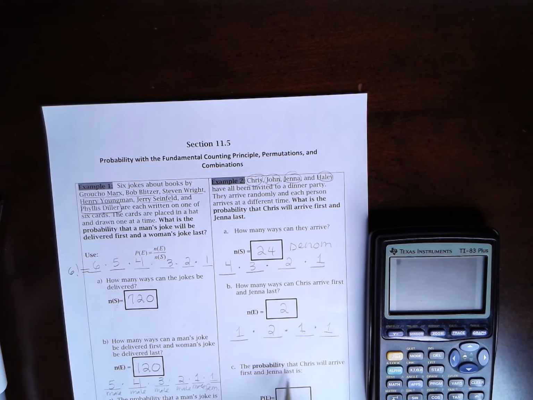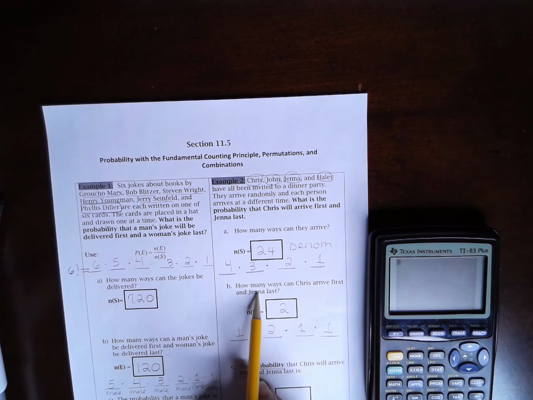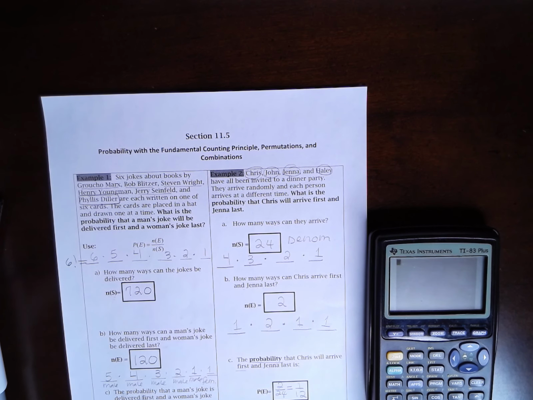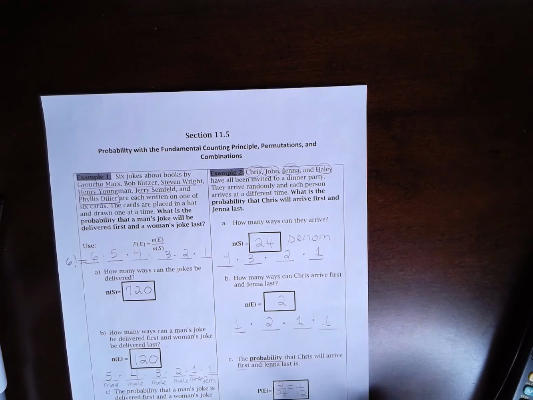Now the probability, remember, will be the setup of a fraction. That Chris will arrive first and Jenna last is the specific event that we found in part B, so that becomes your numerator. And we need to simplify that fraction. They're both even numbers divisible by 2, so that turns into 1/12. Again, you can either do it by hand or use the assistance of the calculator.